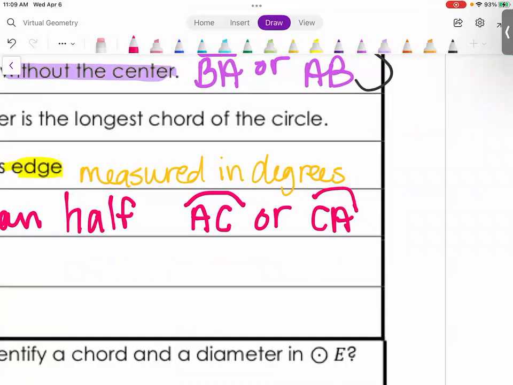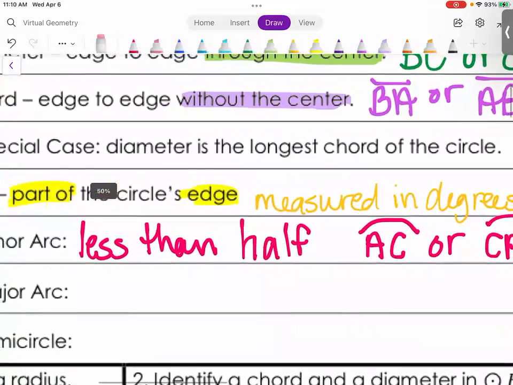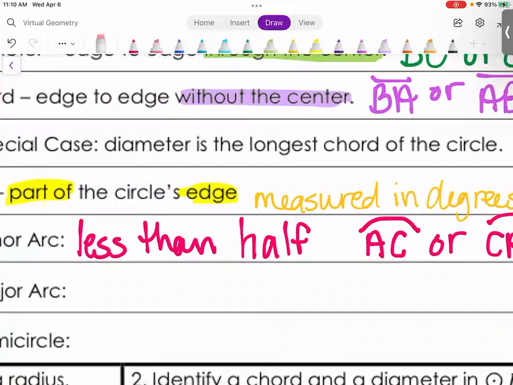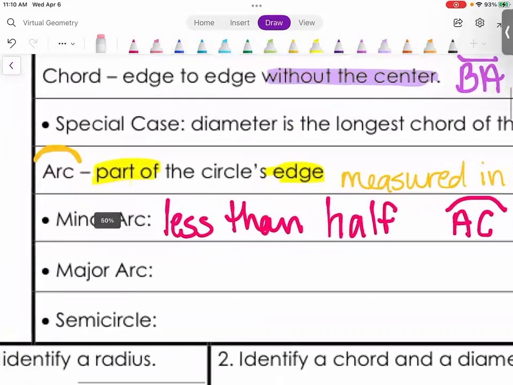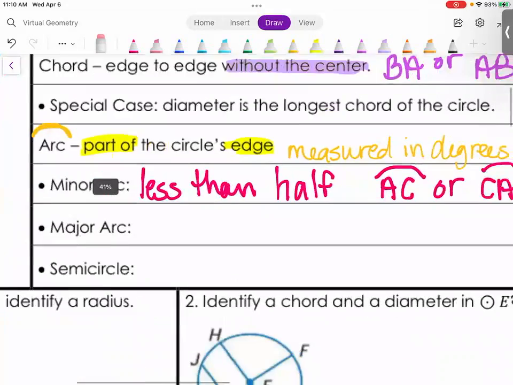Now, minor arcs can come with 2 letters or 3 letters, depending on how many it passes over. But it's never going to be more than 3 letters. We'll see some examples in just a minute where we do have some that are 3 letters. But again, they are never more than 3. And you have to use the ending letters. Now, our other type of arc is our major arc.